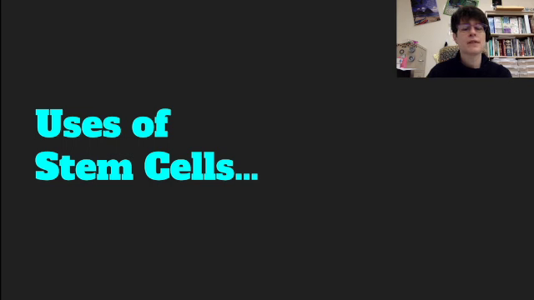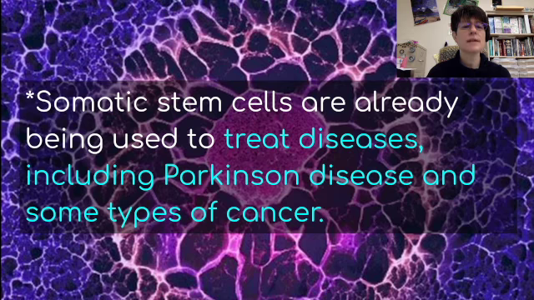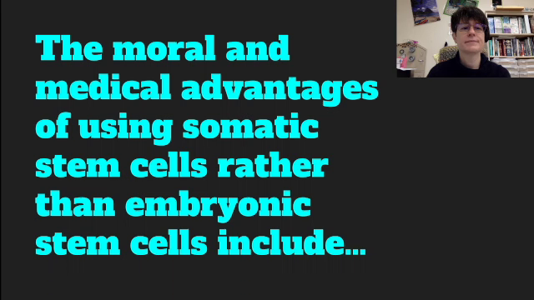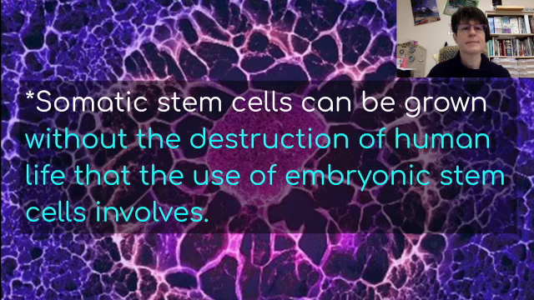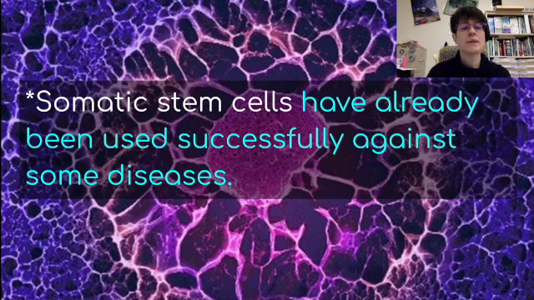So, uses of stem cells. Somatic stem cells are already being used to treat diseases, including Parkinson's disease and some types of cancer. Let's talk about the moral and medical advantages of using somatic stem cells rather than embryonic stem cells. Somatic stem cells can be grown without the destruction of human life that the use of embryonic stem cells involves. Also, somatic stem cells have already been used successfully against some diseases. Embryonic stem cells have not.